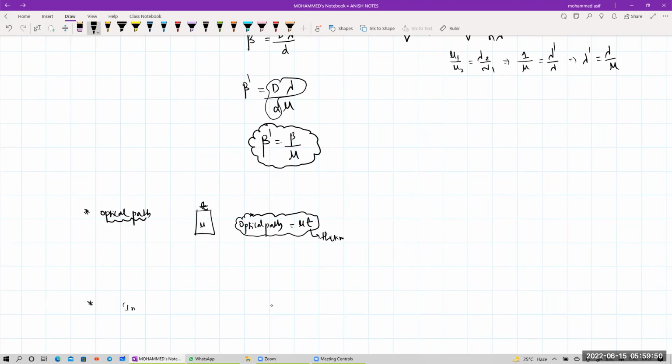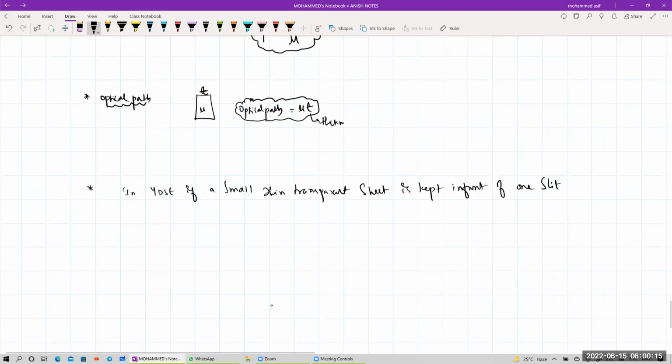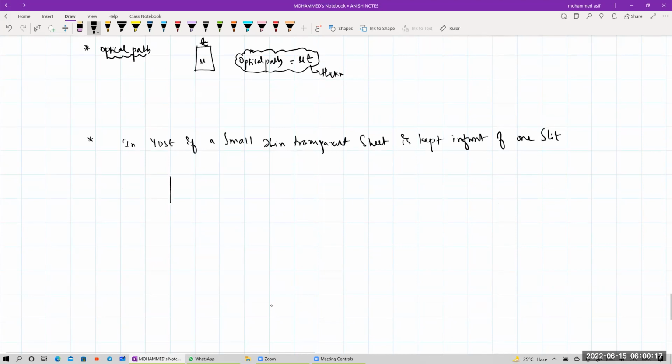This is very important. But in YDSE, if a small, thin, transparent sheet is kept in front of one slit, तो जब क्या होगा? तो ये अपना YDSE था ना, ऐसा एक YDSE था और यहाँ पर अपने पास स्क्रीन था, है कि नहीं?